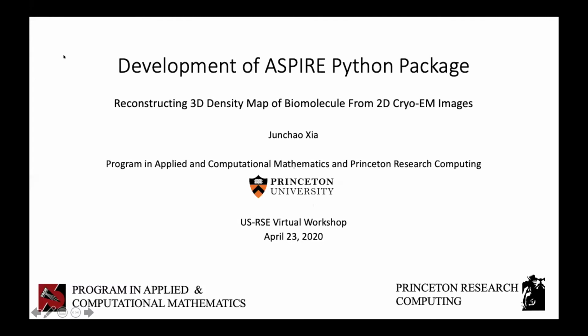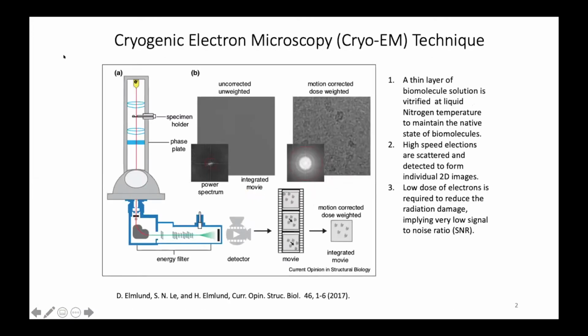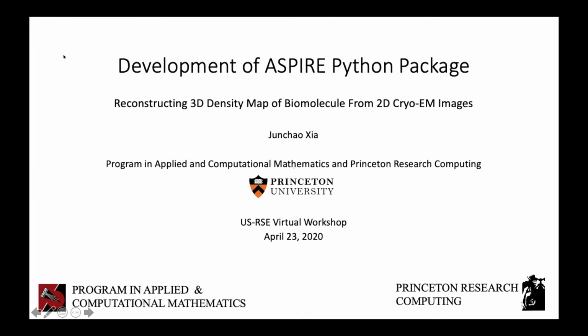Good afternoon, everyone. My name is Junchao Xia, from the Department of Research Computing at Princeton University. I'm also working with Professor Amit Singh in the Program in Applied and Computational Mathematics. Today I give a very short introduction of our work on development of a SPIRE Python package for reconstructing 3D density maps of biomolecules from 2D cryo-EM images.